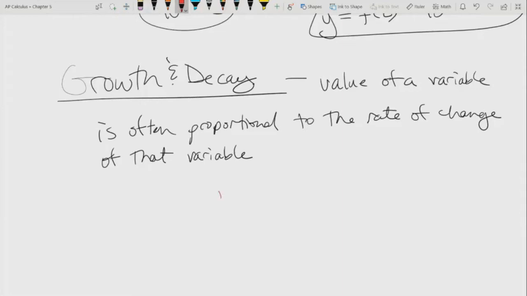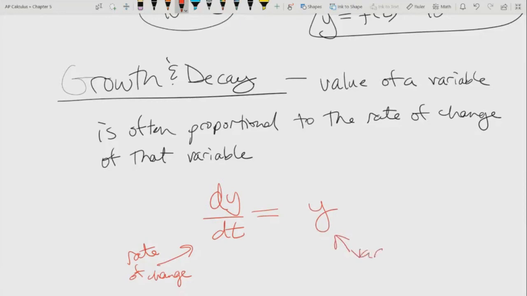We could say that the rate of some variable, dy, let's say over time, okay? So rate of change, so it's change of a variable over time. This is our rate of change here. We're saying it's proportional, there's our "is" with the equal sign, proportional to the variable itself. So this is the rate of change of the variable, and then the variable itself.